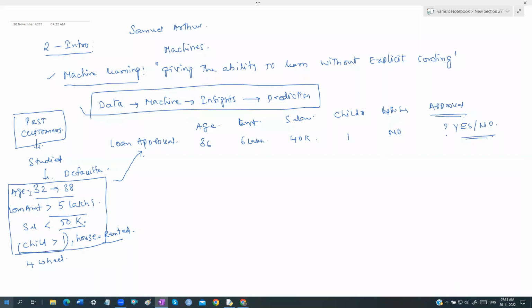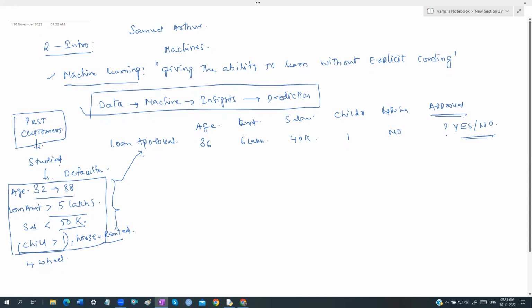So that is exactly what machine learning is going to be doing. It is going to do the same thing. You can see these insights. Using these insights, you can also do the predictions. That means we can verify these conditions and do it.